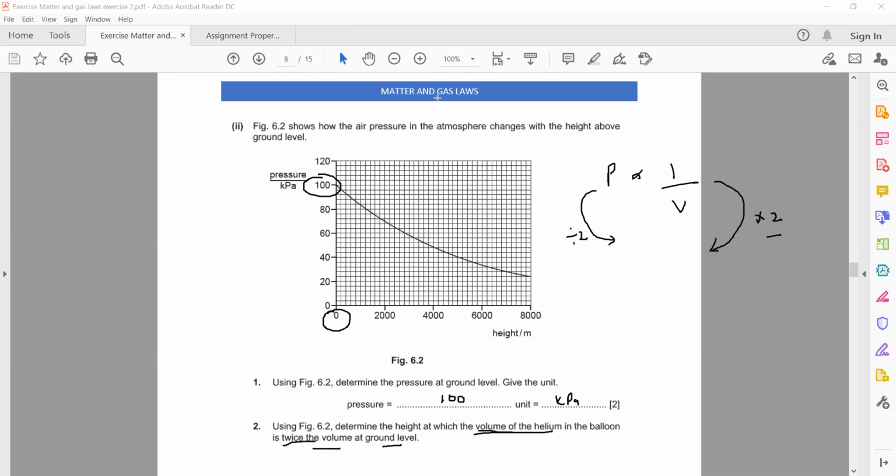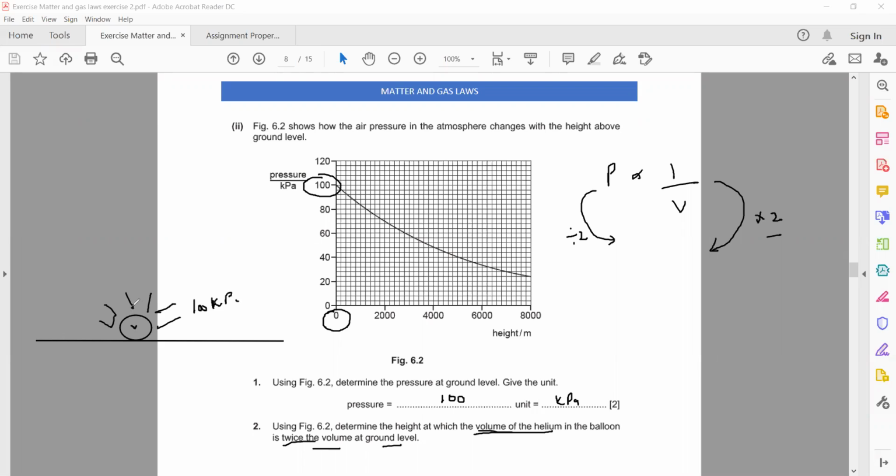This is not the volume, this is a height. Because at the ground level, when you release the balloon from the ground level, it was having some volume, but we don't know what the volume is. But we know the pressure at the ground level, the pressure on this balloon was 100 kilopascal.